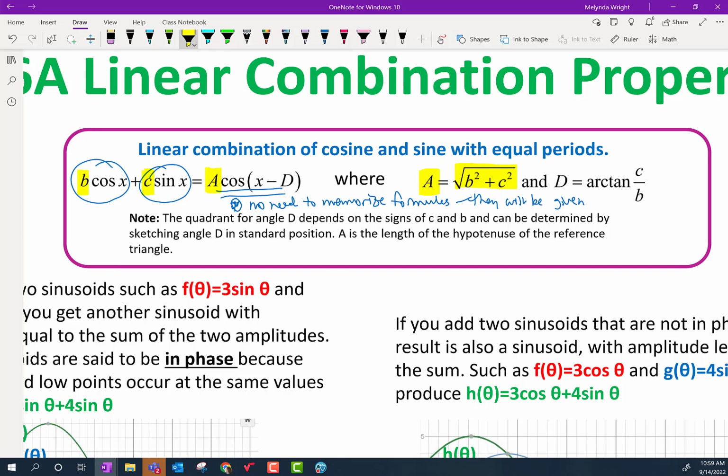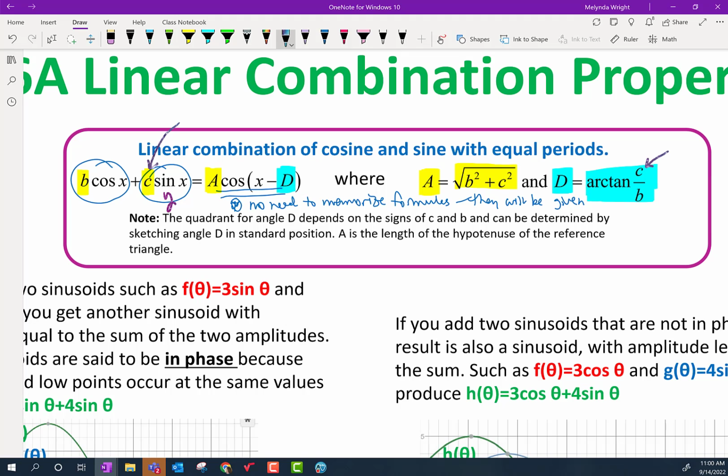We just pick out the number in front of the cosine, pick out the number in front of the sine, square them, square root them. We're good to go. D is a little more difficult to find. So let's look at what D is. We're going to use this formula for D, and we're going to do arctangent of c over b. Now let's think about what that means. C is the number in front of sine. In the unit circle, which variable is sine matched to, x or y? It's matched to y, isn't it? So it makes sense that c, the number with sine, is in the numerator.